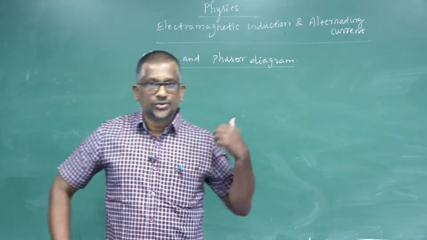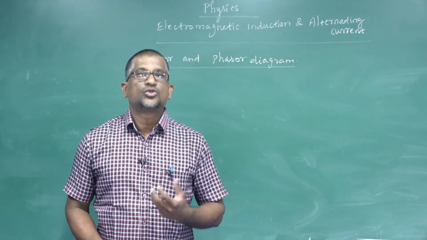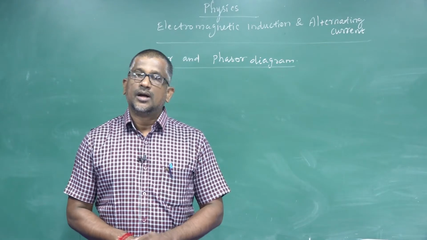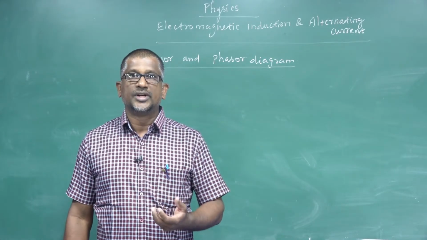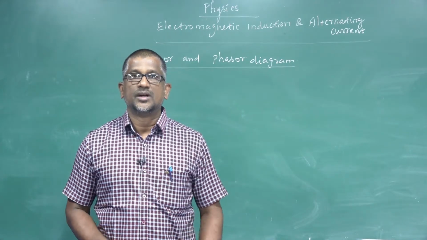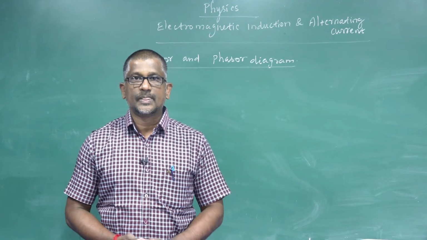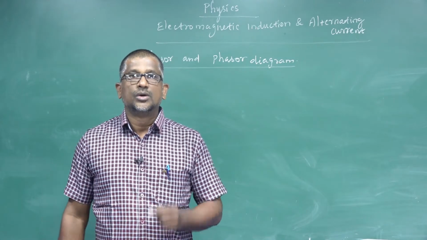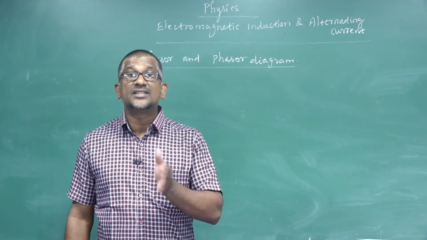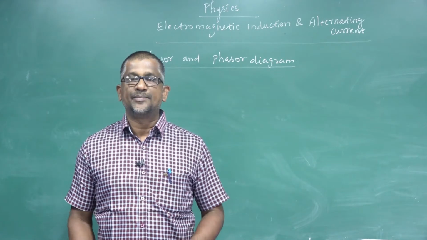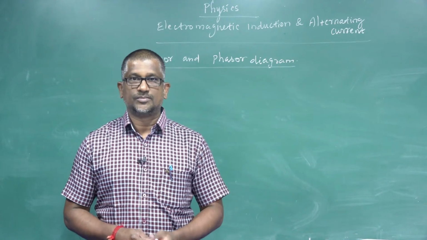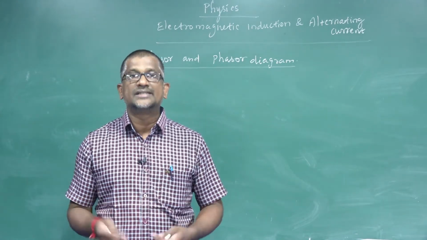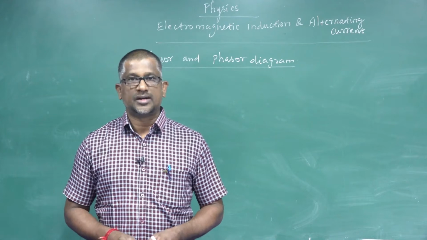Right. Before going to discuss this, first, what is meant by alternating voltage or alternating current? Already alternating current and alternating voltage were discussed in the previous class. What is meant by alternating voltage? The voltage whose magnitude and direction continuously change with time is called alternating voltage.